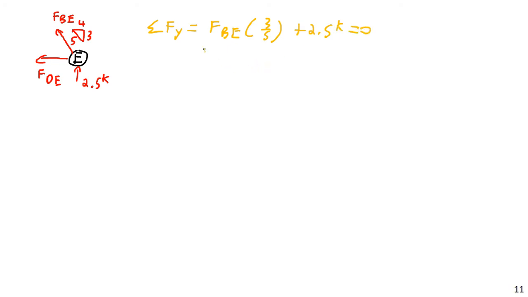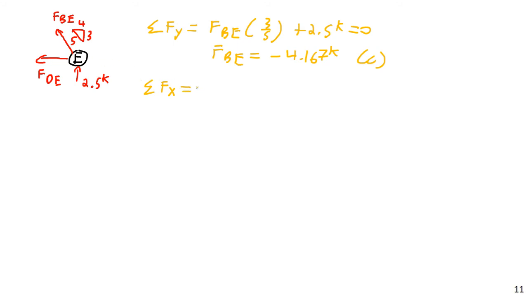And solving for this, if you solve that equation, you'll get that FBE is equal to negative 4.167 kips, which will be in compression. So I could either report this as negative 4.167 kips, or I could just report it as 4.167 kips in tension. Next, I'm going to get the sum of forces in the x direction.